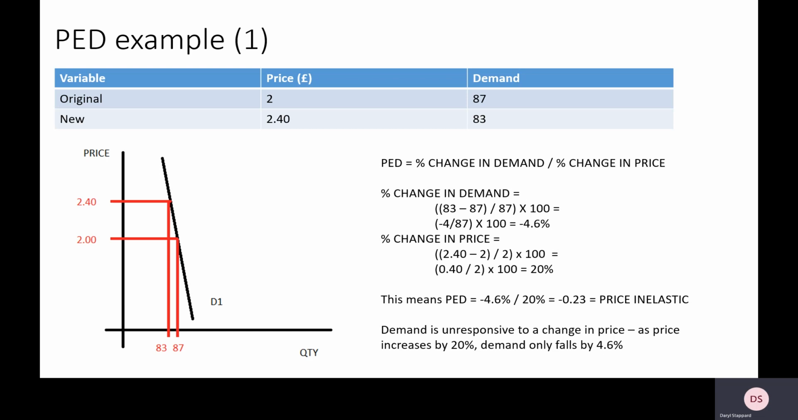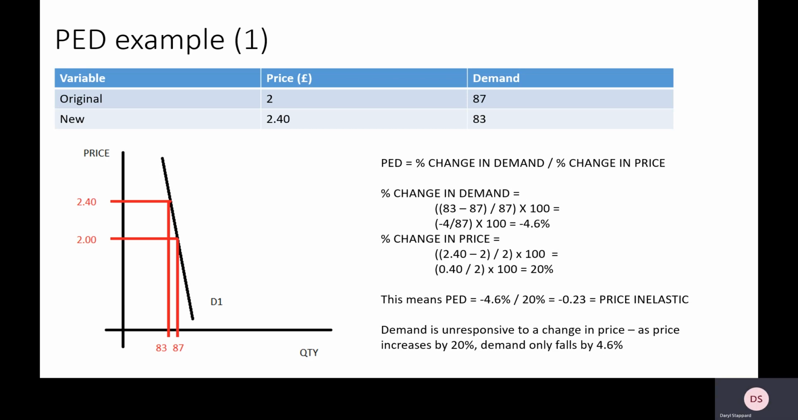To work out a percentage change, you need to do new value minus original value, divided by the original value, multiplied by 100. So look, we've got then for the percentage change in demand. The new demand as price increases to £2.40 is 83. The original demand was 87, so we do 83 take away 87. We then divide by the original demand, which was 87, and multiply by 100. This will give us a change in demand of minus 4.6%.